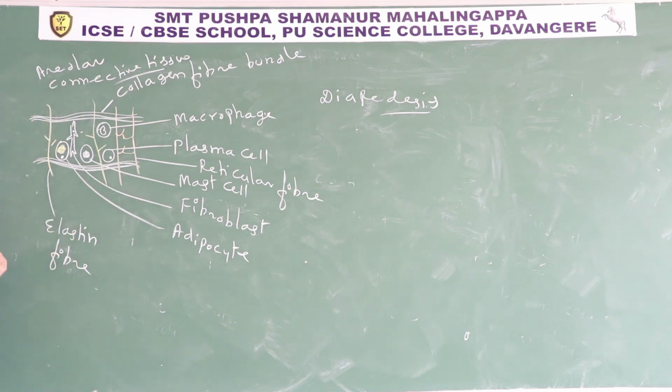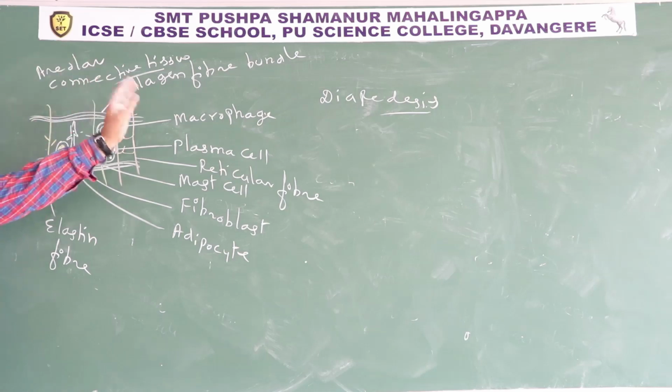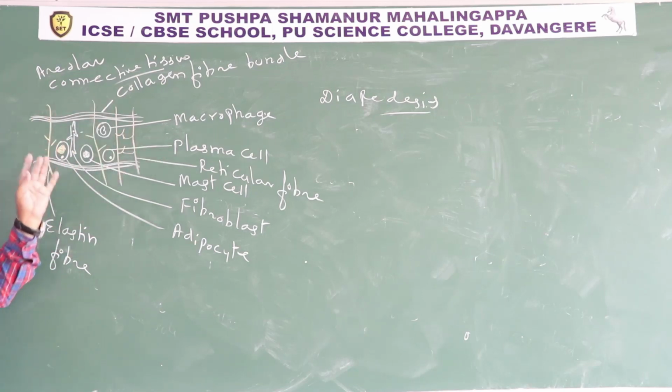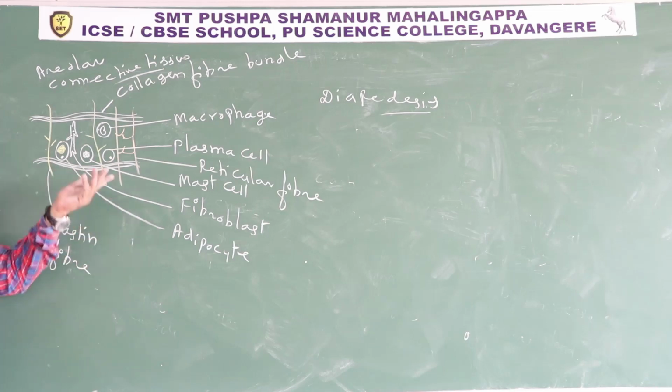Areolar connective tissue is the most abundant connective tissue in our body. It is also known as packing material. Next point, the matrix contains 3 types of fibers and 5 types of cells. You write each point: 1 point for each type of fiber and 1 point for each cell, 8 points over.